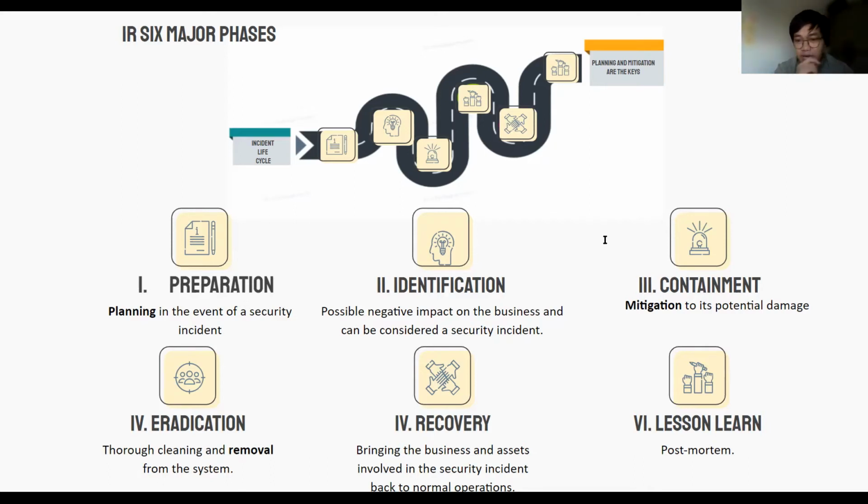Okay, next would be eradication. So this means that all malware should be securely removed. The system should again be hardened and patched, and updates should be applied. So the question here is, have artifacts and malware from attackers been securely removed? Has the system been patched and updated? And can the system be re-imaged?